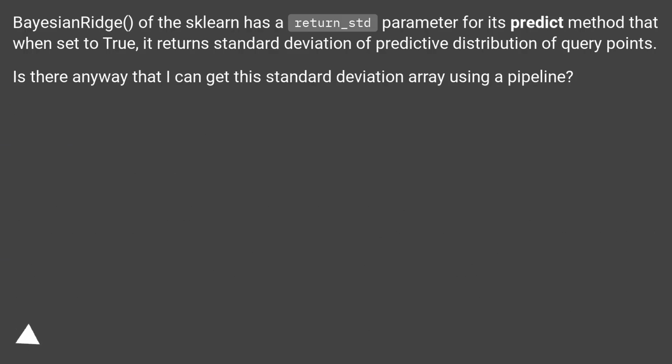Bayesian Ridge of the scikit-learn has a return_std parameter for its predict method that when set to true, it returns standard deviation of predictive distribution of query points. Is there any way that I can get the standard deviation array using a pipeline?